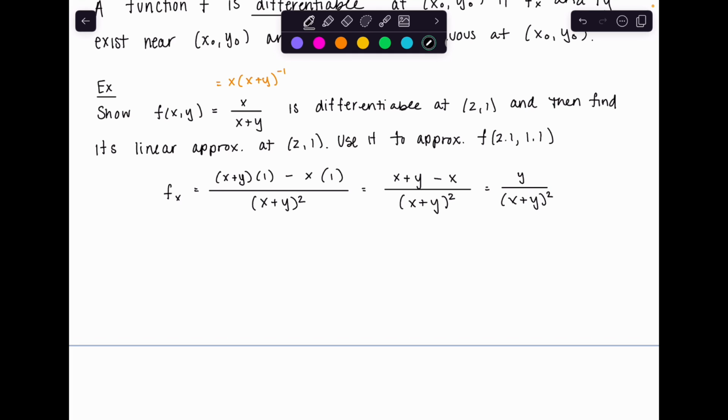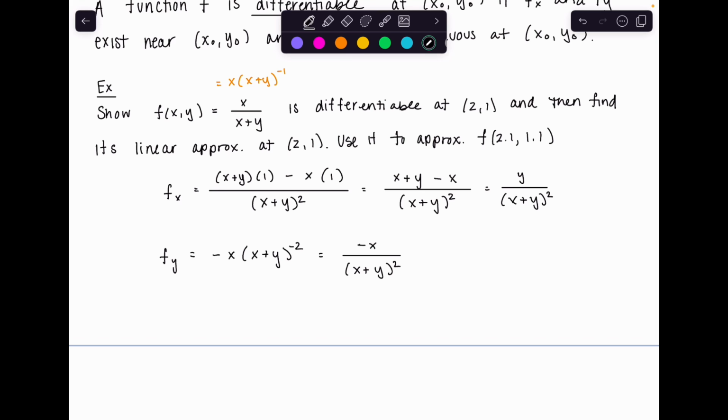Okay. And then if I take the partial with respect to y, thankfully that's a little bit easier because I just have this dealing with y. So applying our power rule, the power gets brought down. We decrease the power by 1. And then chain rule, I'd have to take the derivative of the inside with respect to y, but that thankfully is just 1. So this ends up equaling negative x over (x plus y) squared.